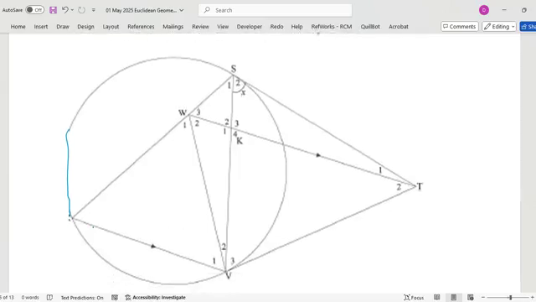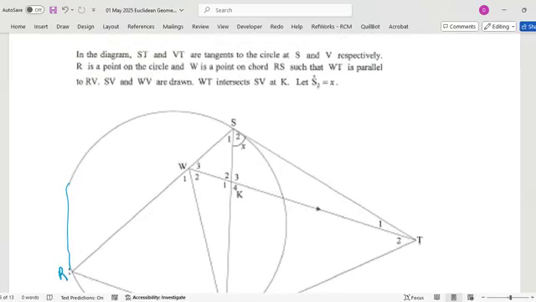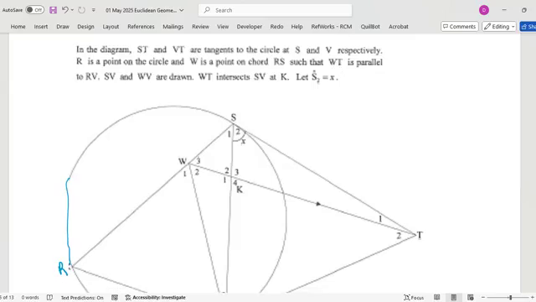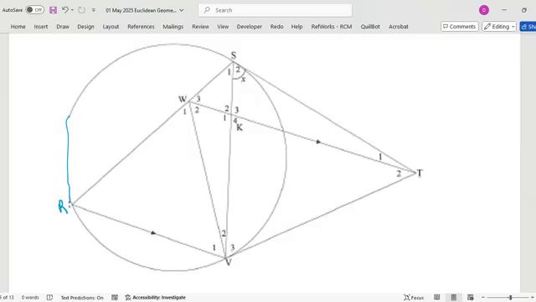So it means this point is R here. That is the point that was cut off. R is a point on the circle. And W is a point on the chord RS, we can see that, such that WT is parallel to RV. They've shown us the parallel lines there. I believe everyone can see that.